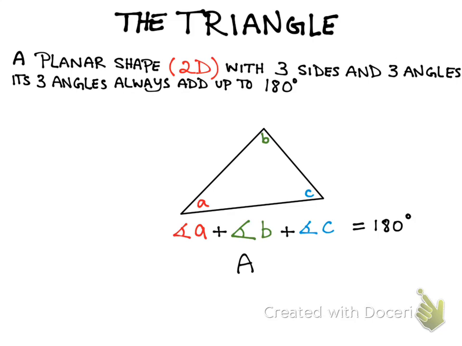So if I've got these three angles, A, B, and C, when I add them together, I will definitely get 180 degrees all the time. So let's prove it.